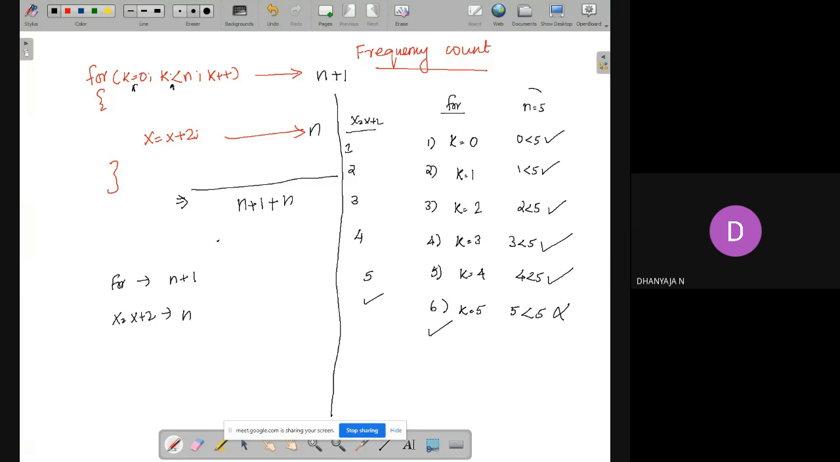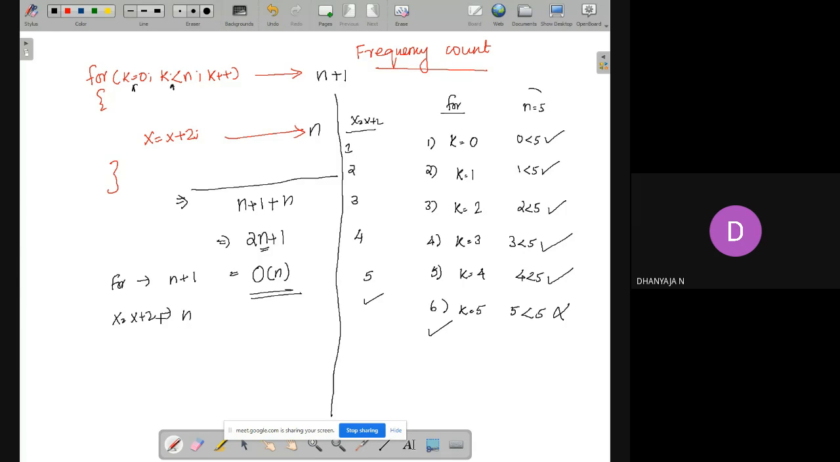Okay. So I'll add this together, then you will get 2n plus 1. That means it is varying over the value of n. I can say the complexity will vary according to the value of n. So I will write the complexity as big O of n. That means it is executing n times, or the complexity will vary according to the value of n.